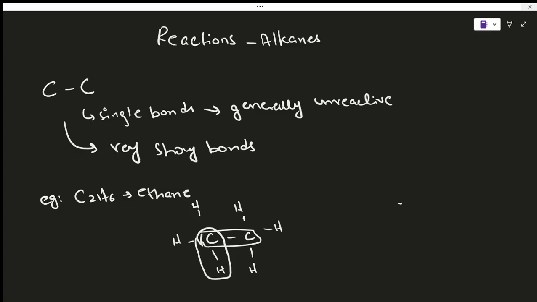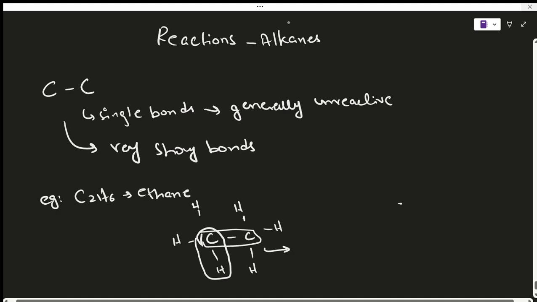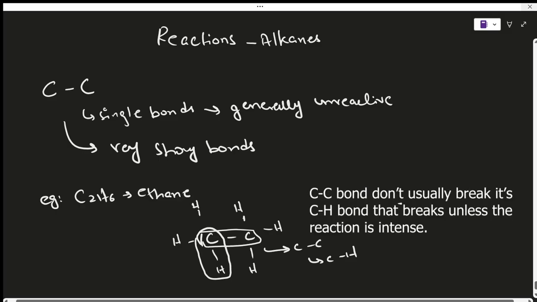Now, also what you need to differentiate is that we'll study a lot of reactions for alkanes, but even then the general perception is that they are generally unreactive. So what happens in chemical reactions? This C-C and C-H single bond gets broken, and that is what we call chemical reactions.